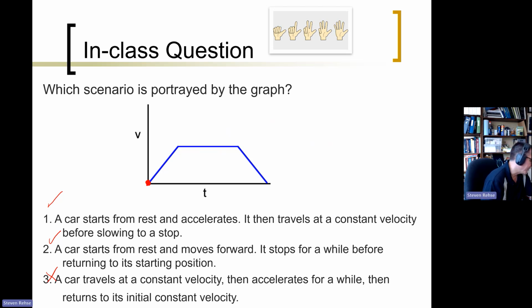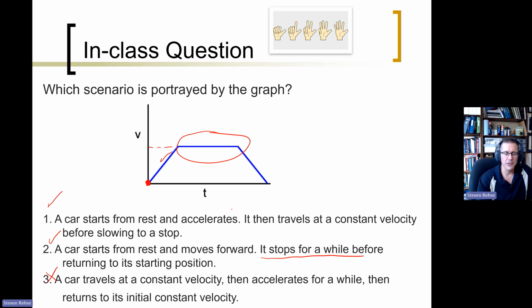All right, so it's either 1 or 2. So let's take a look at the rest of the problem. It starts from rest and accelerates. Well, acceleration means the velocity is changing. Is this velocity changing? Yes, it is. So it looks like it could be 1. This one says it then travels at a constant velocity. So this leg right here is showing the car moving with some constant non-zero velocity. In the answer 2, it says it stops for a while. If this car is stopped for a while, somewhere in there the velocity has to be 0. Nowhere during the trip is this velocity 0. So it cannot be number 2. So the correct answer has just got to be number 1. A car starts from rest, it accelerates, it travels at a constant velocity for some time, and then it slows to a stop.